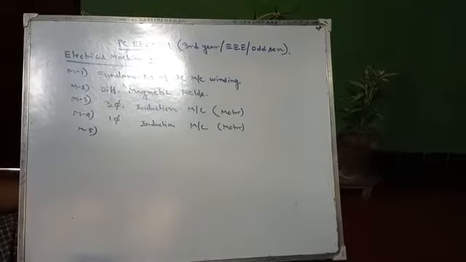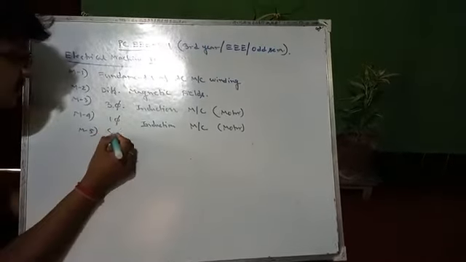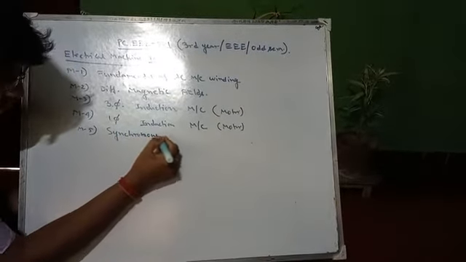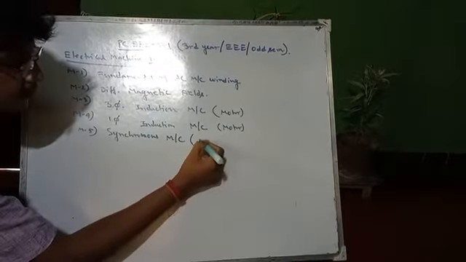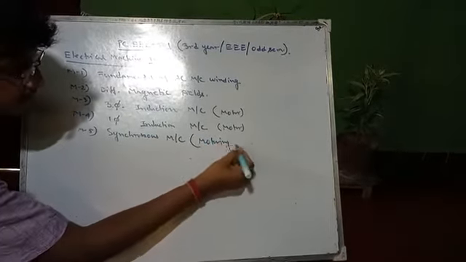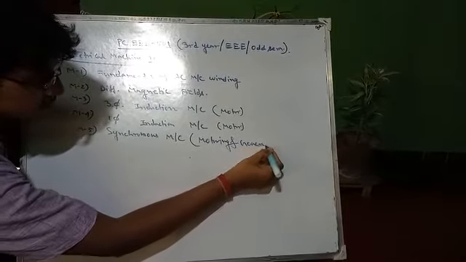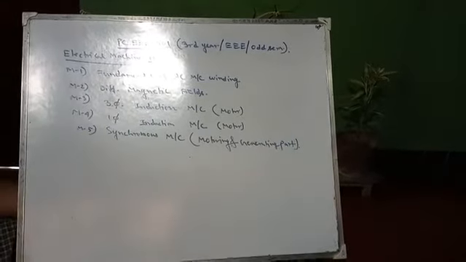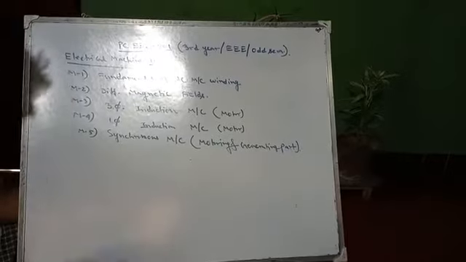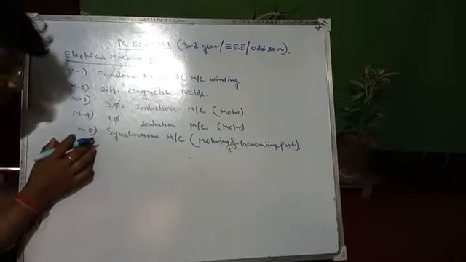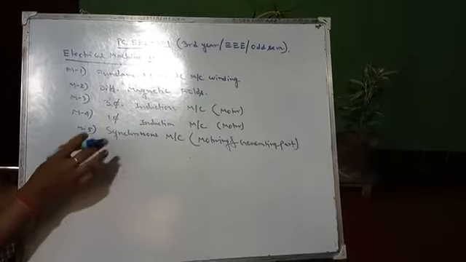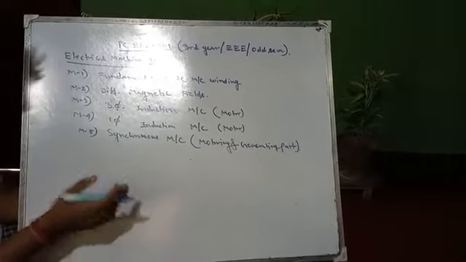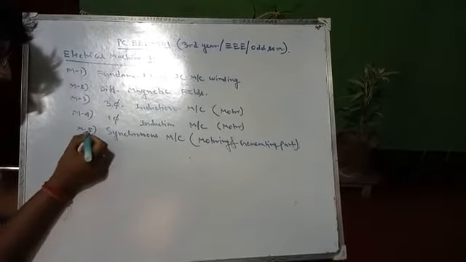Module number 5 in your syllabus is the synchronous machine. The synchronous machine has both a motoring part and a generating part. I will discuss what the motoring part and generating part are later, when we reach module number 5. The synchronous machine has two types of operation: the first is motoring operation, the second is generating operation. I will teach you these concepts later.